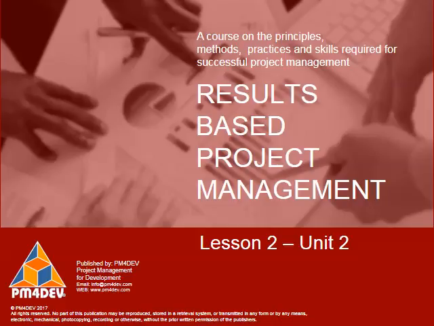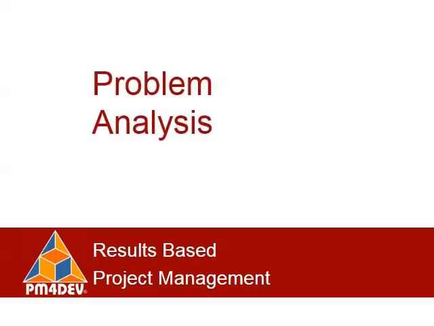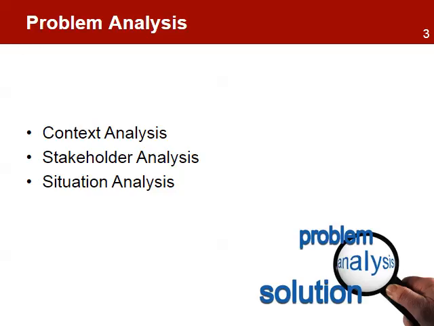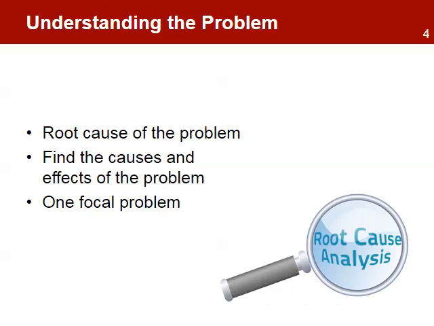Lesson 2, Unit 2, Problem Analysis. The first step in the LFA is to have a good understanding of the problem or problems and its context. Problem analysis consists of analysis of the context in which a project will operate, which includes the social, economic, political, and other conditions. Analysis of the key stakeholders, which include beneficiaries and other key actors in the project, and situational analysis, or a detailed analysis of the problem as expressed by the beneficiaries.